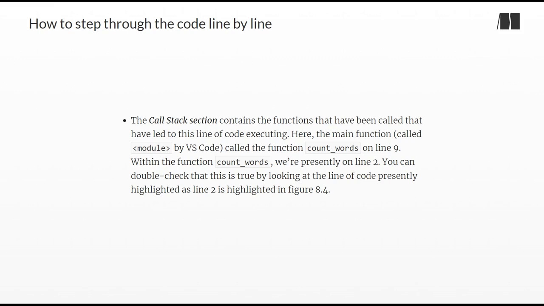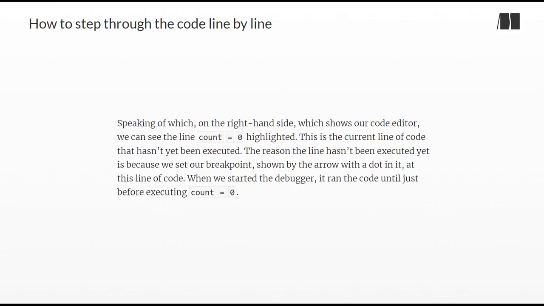highlighted in Figure 8.4. Speaking of which, on the right-hand side, which shows our code editor, we can see the line count equals 0 highlighted. This is the current line of code that hasn't yet been executed. The reason the line hasn't been executed yet is because we set our breakpoint, shown by the arrow with a dot in it, at this line of code. When we started the debugger, it ran the code until just before executing count equals 0.